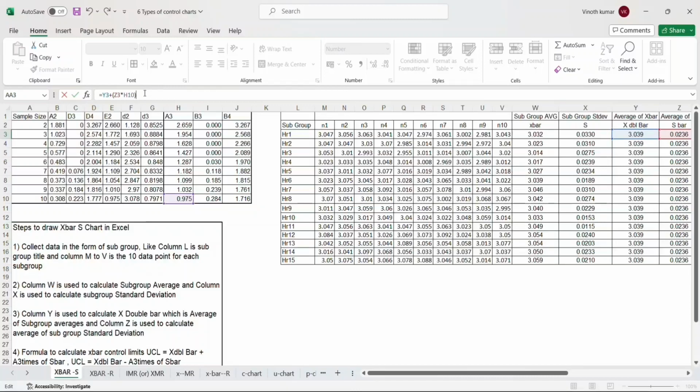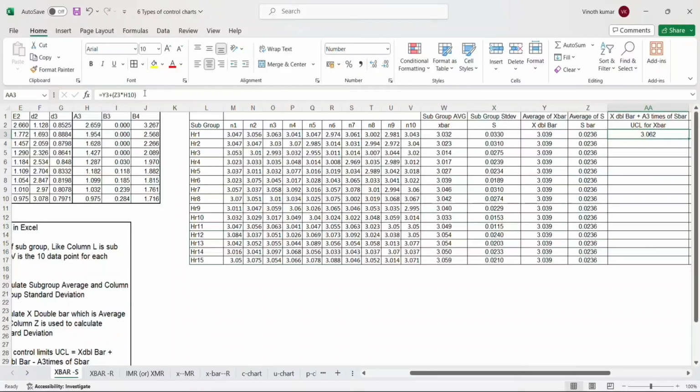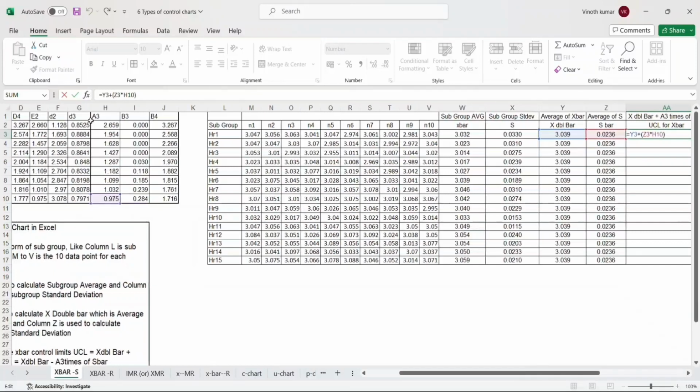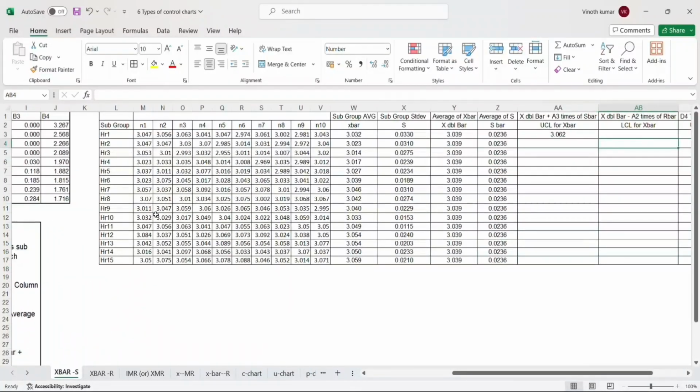So what I have done now is X double bar plus A3 times S bar. X double bar is nothing but the average of subgroup averages, so that is the central line. So the central line value plus A3 times the average of the subgroup standard deviation. That is the value I see here. So this is my X double bar. This is the average of subgroup standard deviations. I am taking A3 times, with n equal to 10. For n equal to 10, the A3 value will be 0.975. That's the value that I'm taking. Again, this is going to be a straight line. So let me refer this to all the cells in my table.